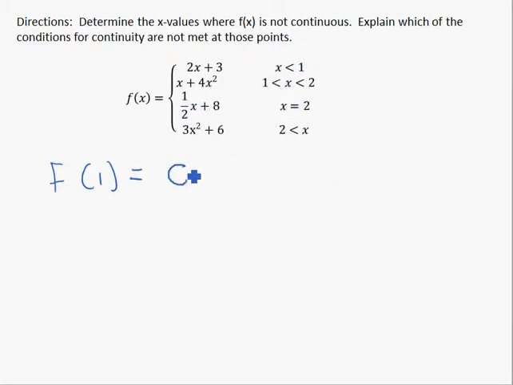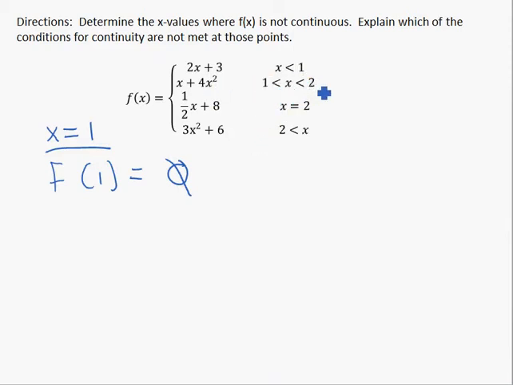Since f(1) is not defined, this function's not continuous at x = 1. That's the reason: f(1) is undefined. There's no point at 1. So that was pretty easy. Now we can check the next split, which is at 2.